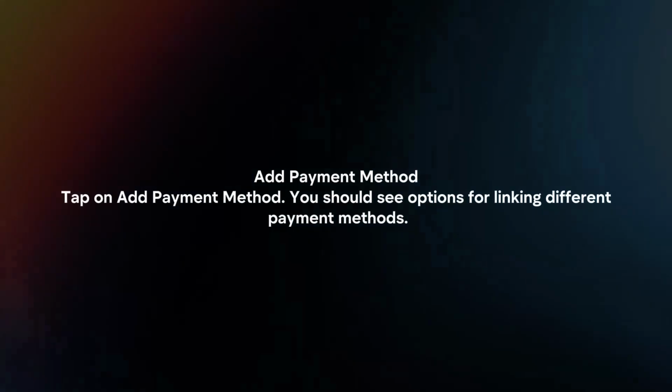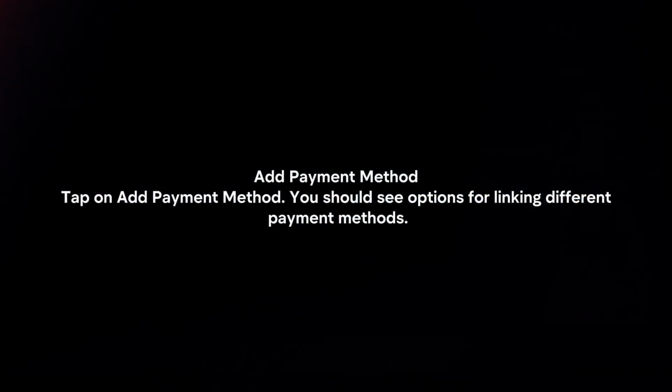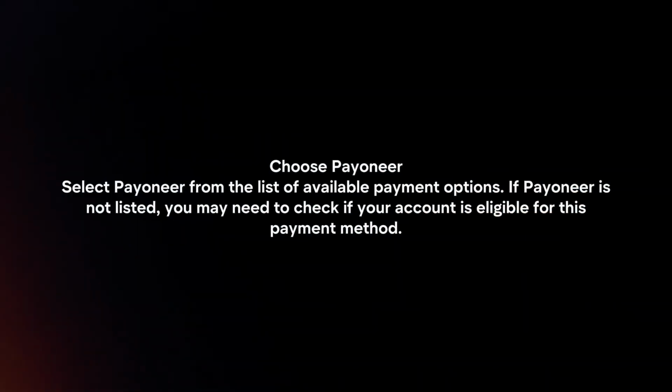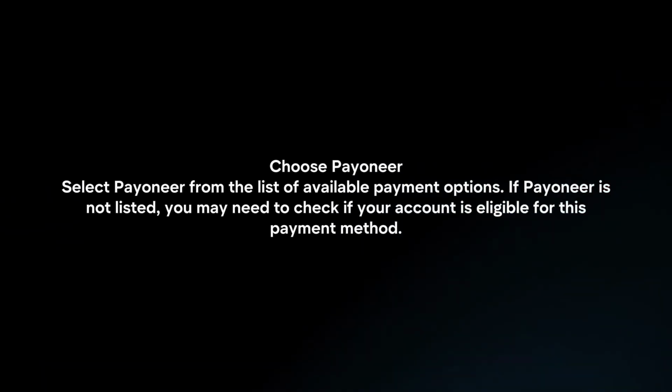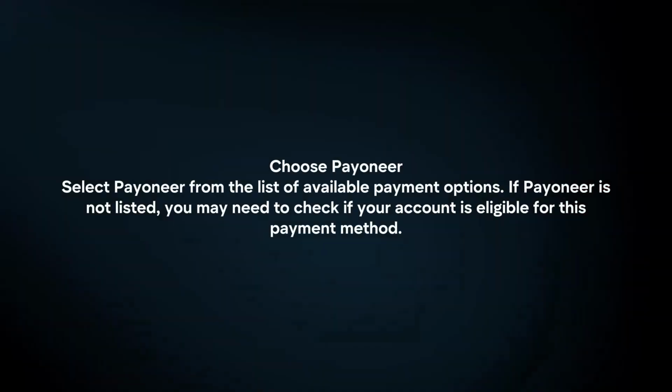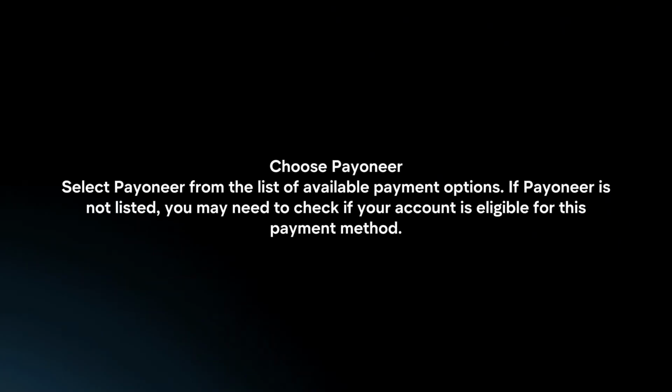Add payment method. Tap on Add payment method. You should see options for linking different payment methods. Choose Payoneer. Select Payoneer from the list of available payment options. If Payoneer is not listed, you may need to check if your account is eligible for this payment method.